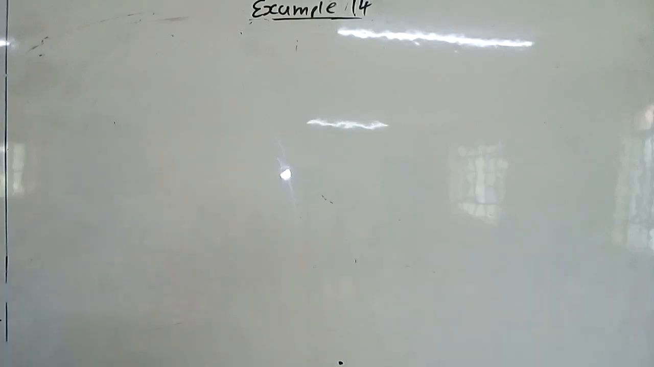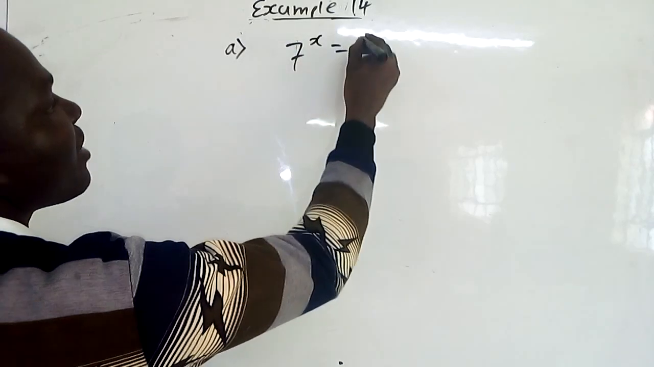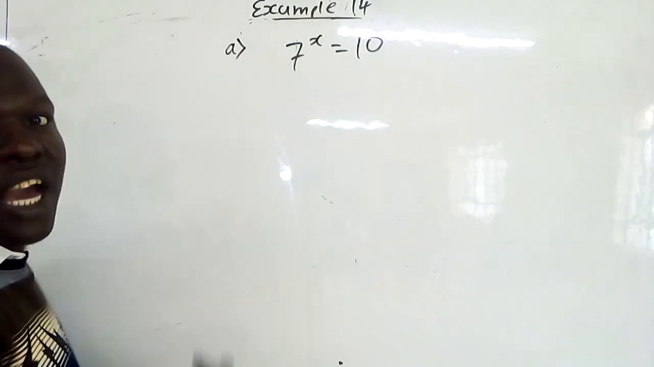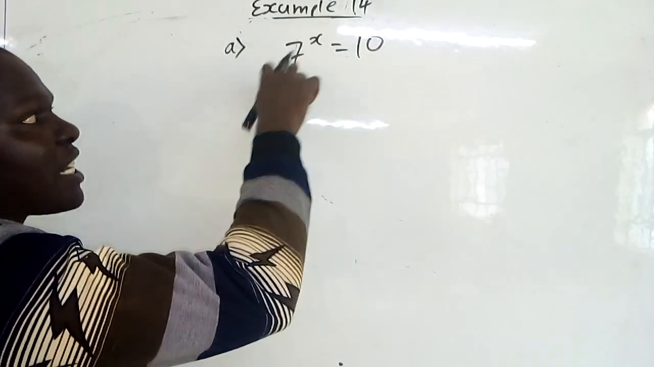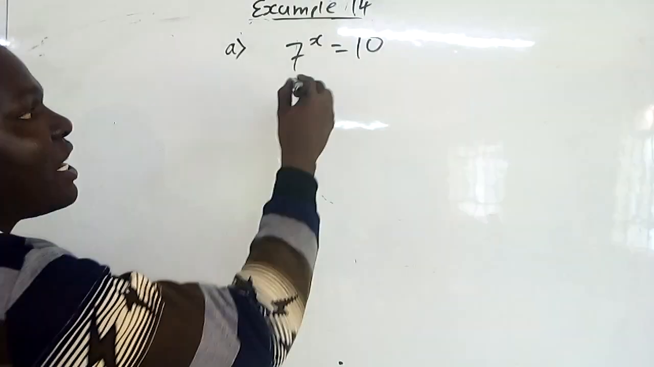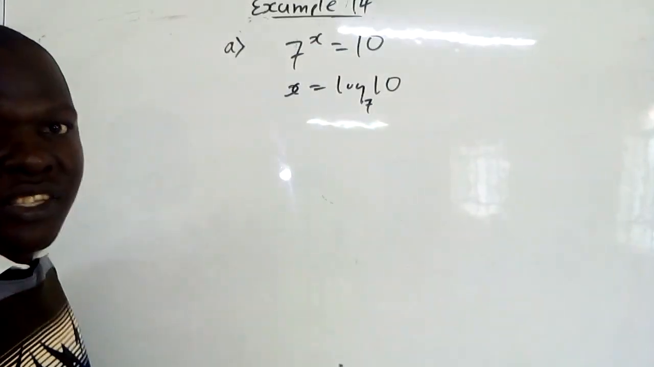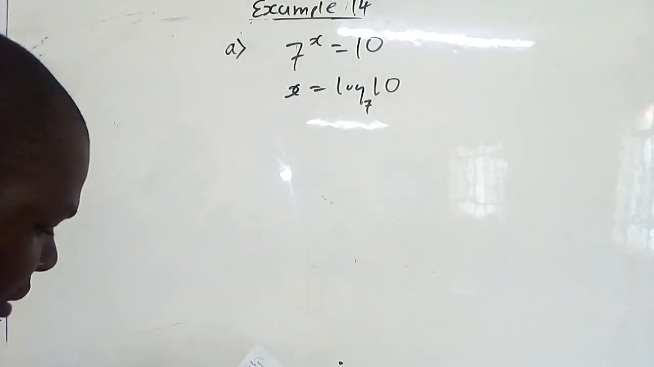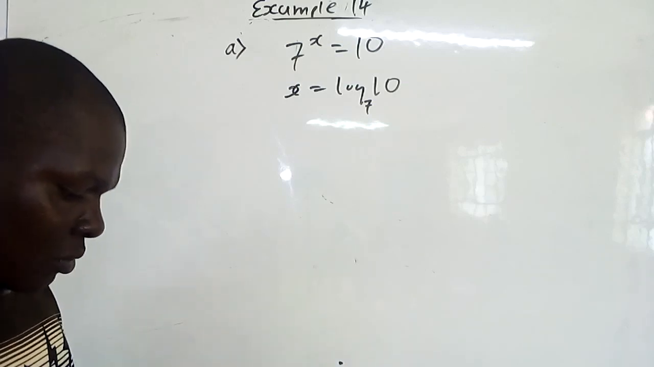Appropriate, isn't it? So example number 14a, you've been told to solve 7 raised to power x is equal to 10, isn't it? What do you do here? This is logarithm by definition. The index is the logarithm of the corresponding number to a given base, meaning x is the logarithm of 10 to base 7. So you leave your answer in 3 significant figures.